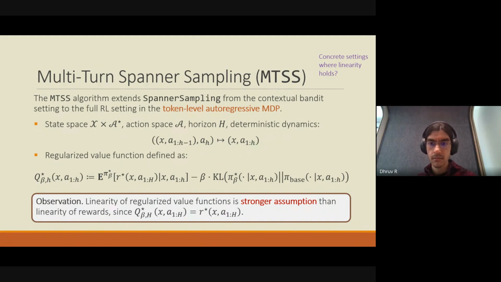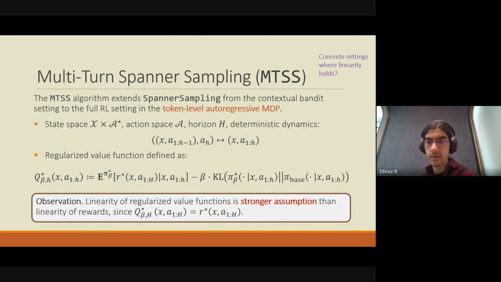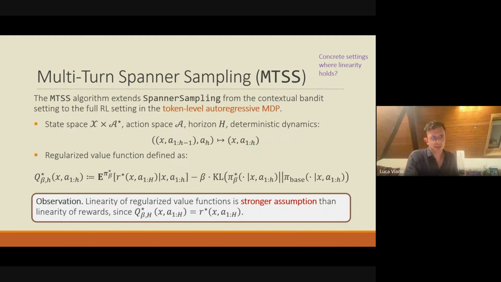I have a question. Do you observe only a star over the trajectory, or do you need to observe a Q star from the evaluator? The evaluator only needs the rewards. Okay, the evaluator only gives the rewards. Okay, cool, thanks.